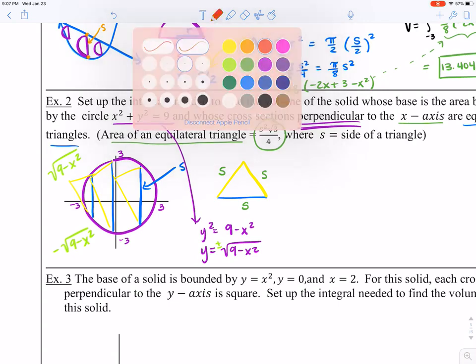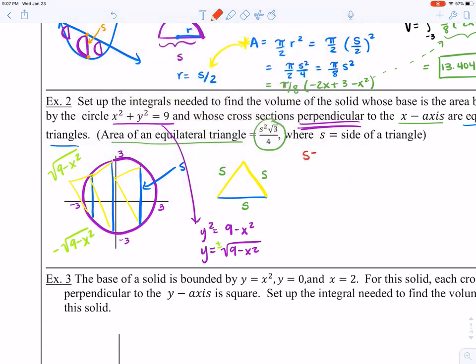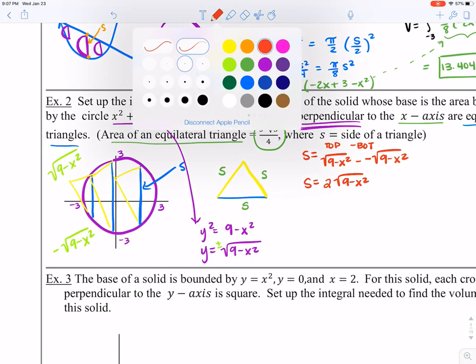So why is that important? Because if I want to find the distance s, s is going to be top minus bottom. And the top half of the semicircle is root 9 minus x squared. And the bottom half of the semicircle is negative root 9 minus x squared, which is going to make this edge 2 root 9 minus x squared, okay? So I've figured out what s is.